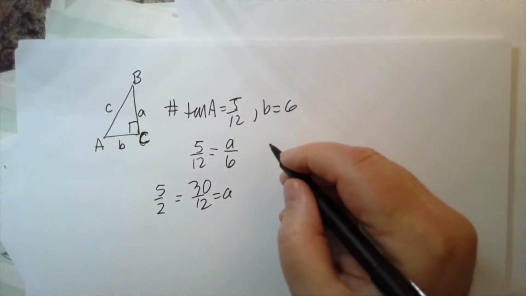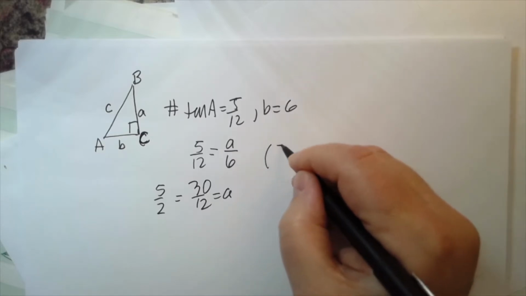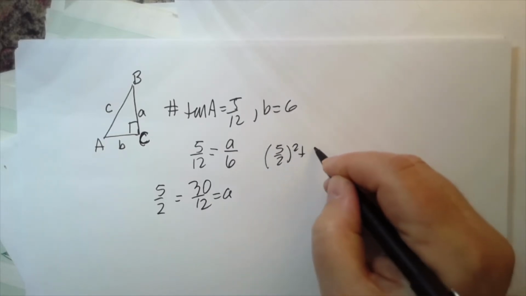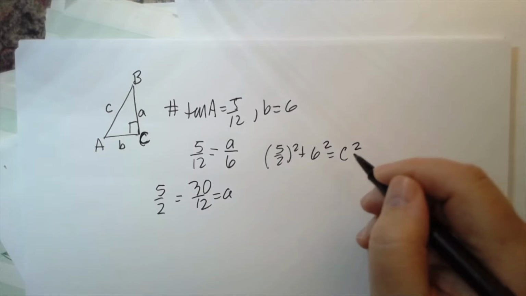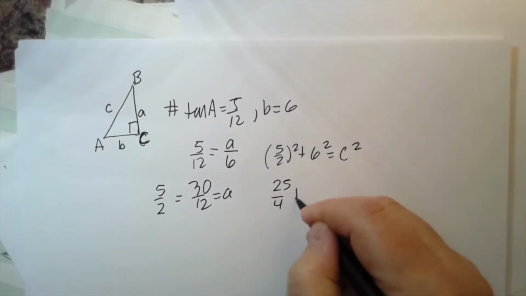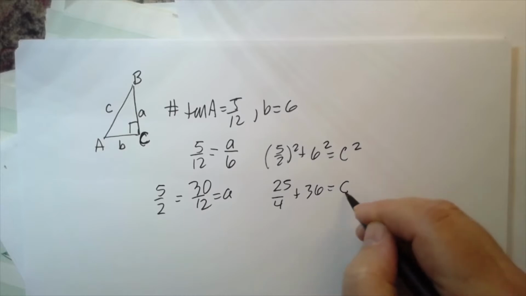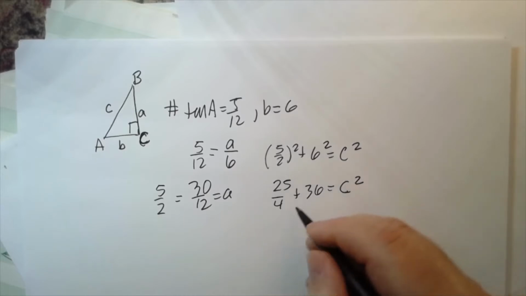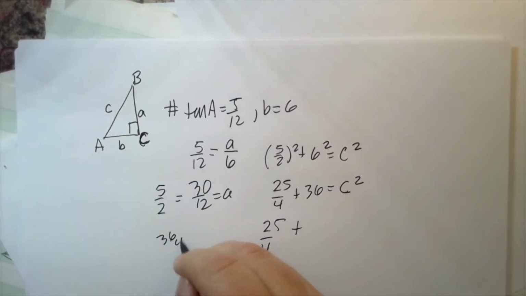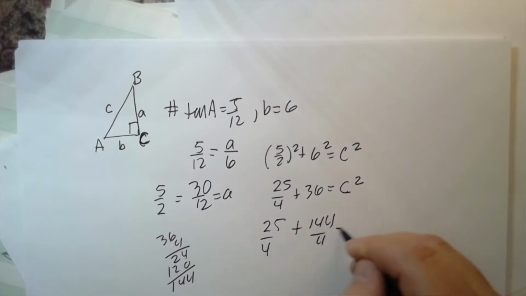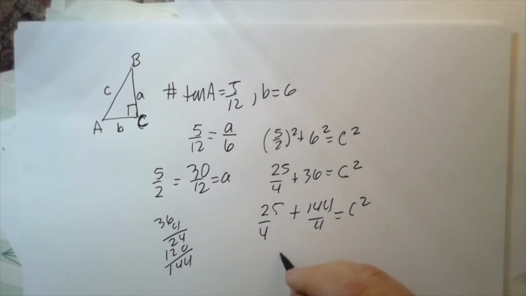Now c we just have to calculate with the Pythagorean theorem, so we get a squared plus b squared is c squared. So I get 25 fourths plus 36 equals c squared. So this would be 25 fourths plus, now 36 times 4, that's 144 over 4. Now we add them together, that gives us 169 over 4 for c squared.